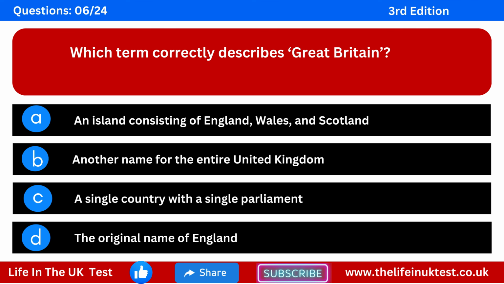Option A, an island consisting of England, Wales, and Scotland. Option B, another name for the entire United Kingdom. Option C, a single country with a single parliament. Option D, the original name of England.